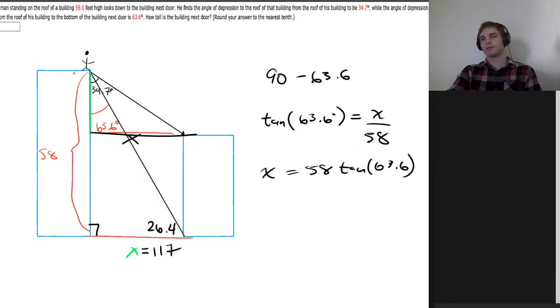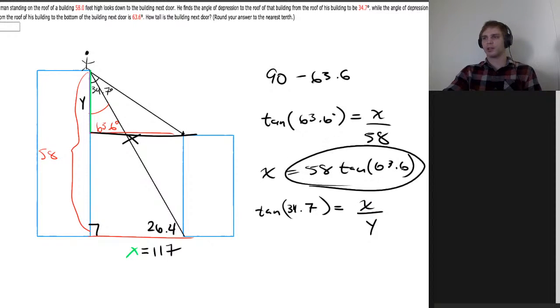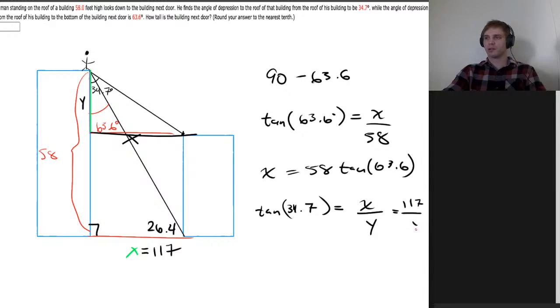Should be able to find this height, but it's not going to make sense. So let's call this little green segment y, and so we can see tangent 7 is equal to x over y, and I'm going to use this full x in my calculator, but approximately 117 over y. So x over y is equal to, I'm sorry, we're solving for y.